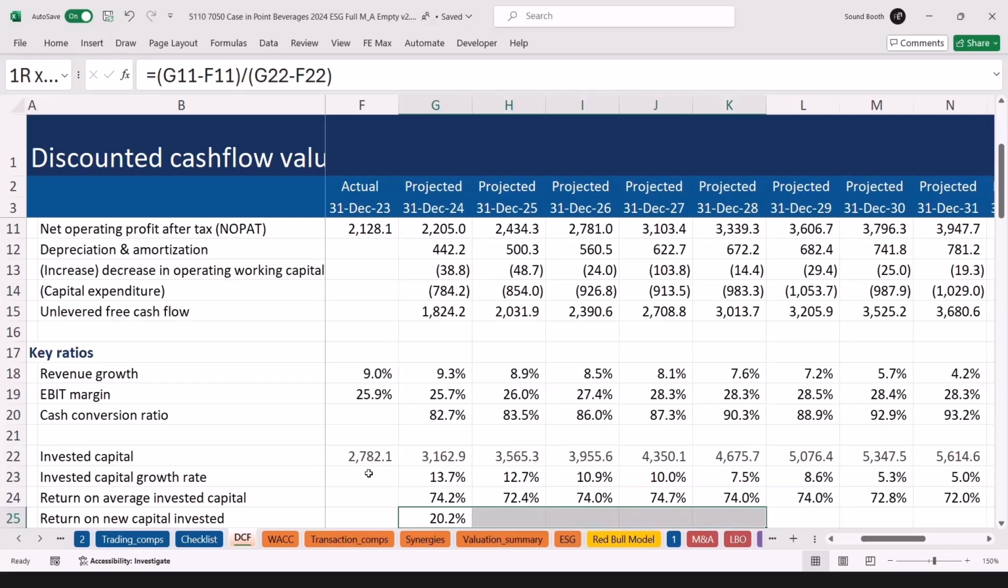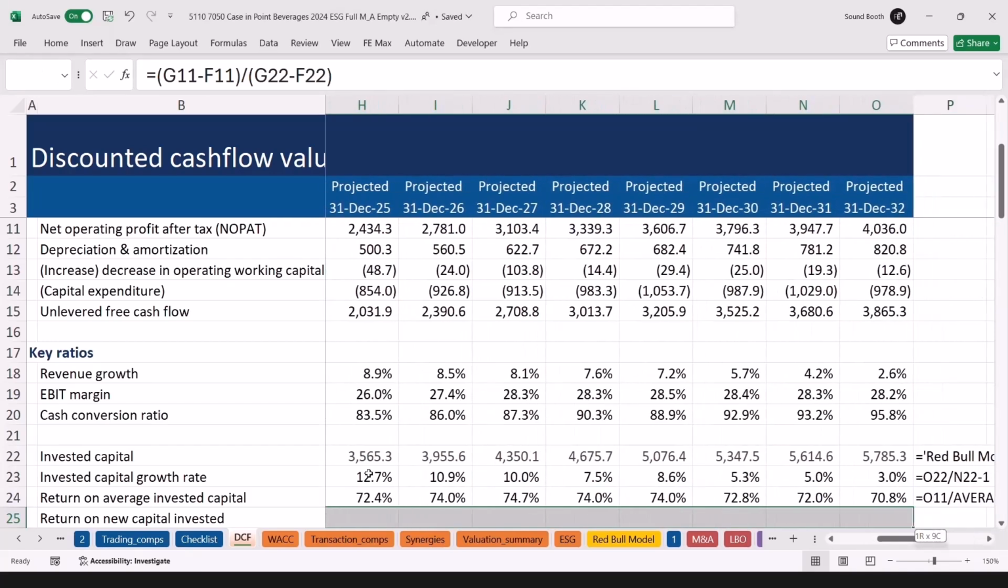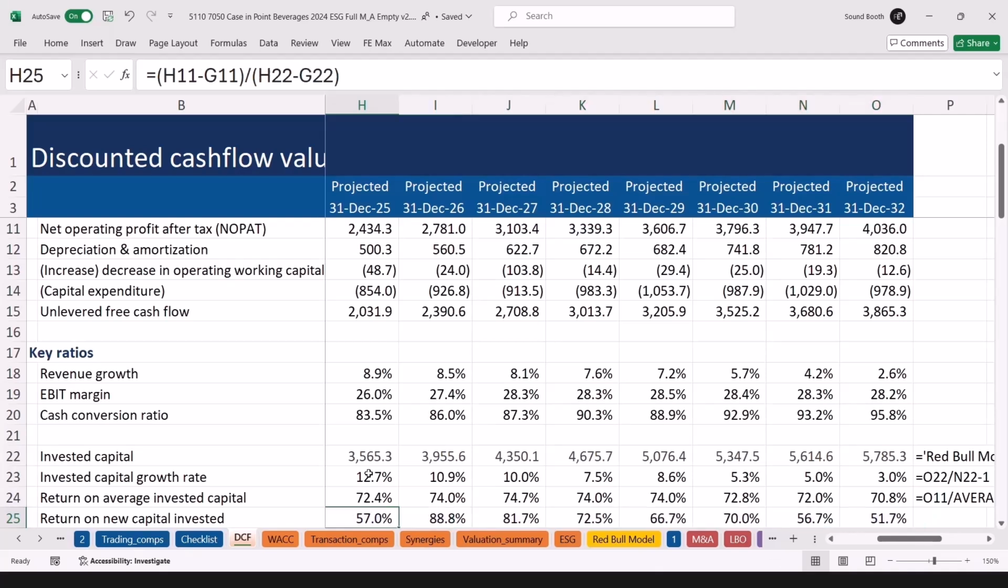This is the key, because imagine you're McDonald's: you will keep opening branches until the incremental return of the next dollar invested is close to your cost of capital. Again, it's a bit messy for a company like this, because we have a pretty high return on new capital invested, but it's the trend that matters, and it's fallen in 2026 from 88.8% down to 51.7%. So it's the trend that we're really interested in.